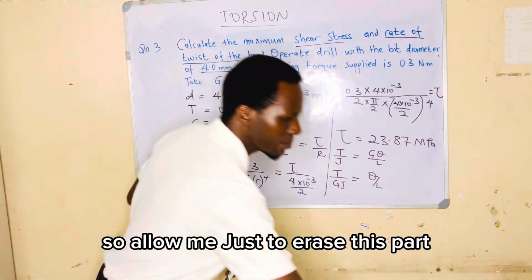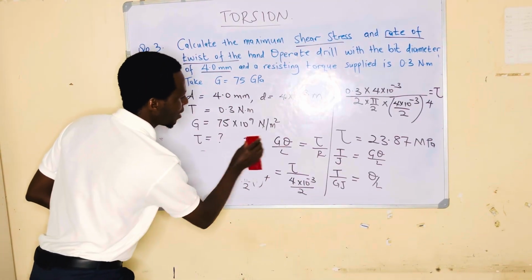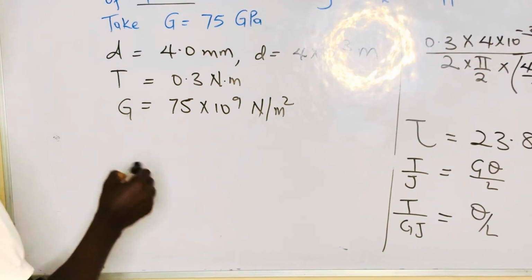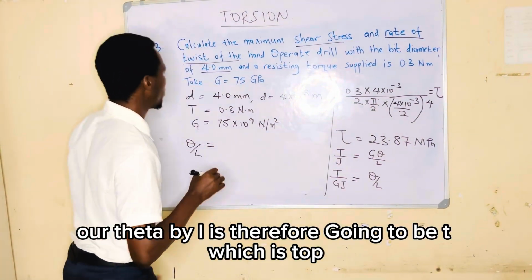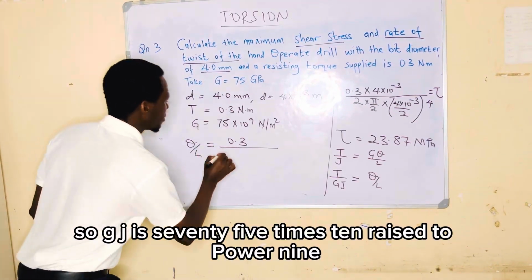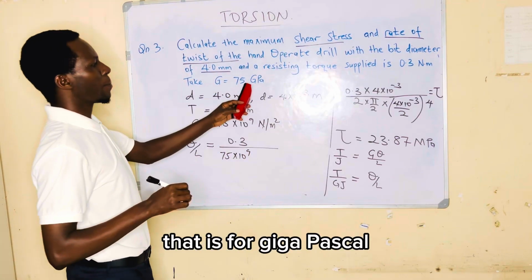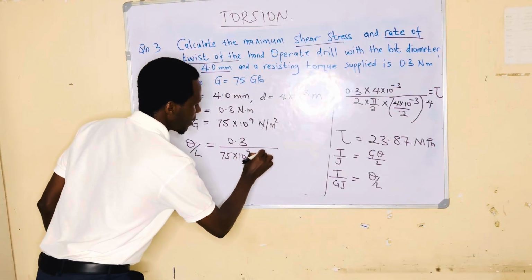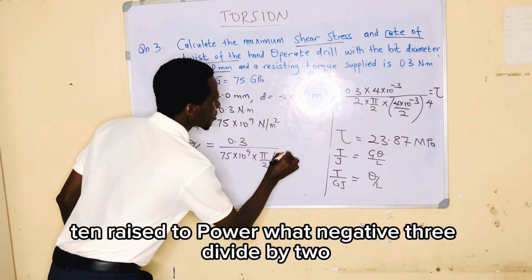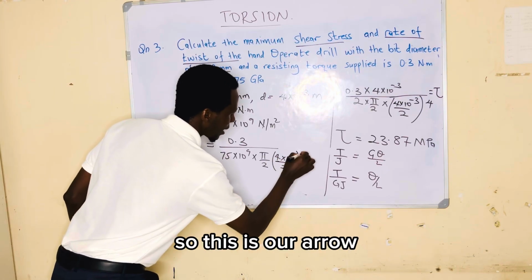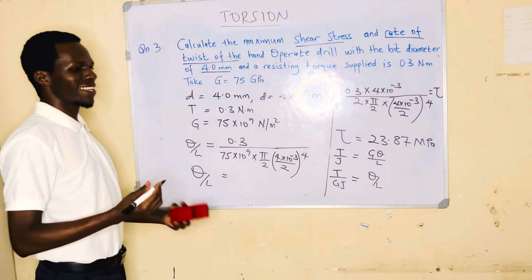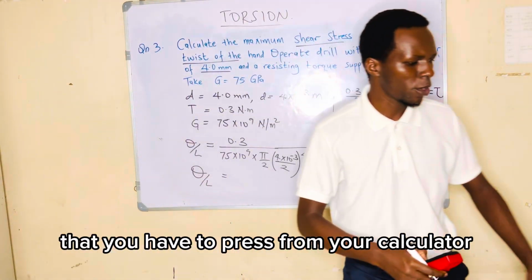Allow me to erase this part. So our theta by L is therefore going to be T, which is 0.3, divided by GJ, the torsional rigidity. So G is 75 times 10 raised to power 9, that is for gigapascal. Then multiply by J, but remember J is pi by 2 times R to the power 4. R is the diameter, 4 times 10 raised to power negative 3, divided by 2. So raise all of these to power 4. If you press very well with your calculator, theta by L, which is the rate of twist, gives us the answer.